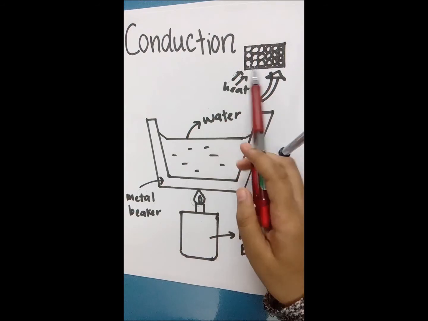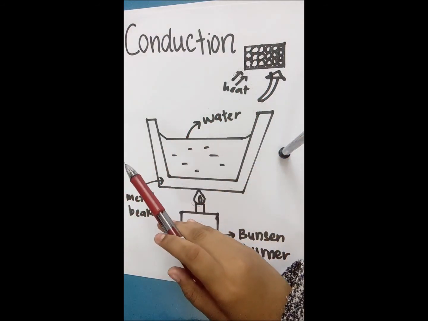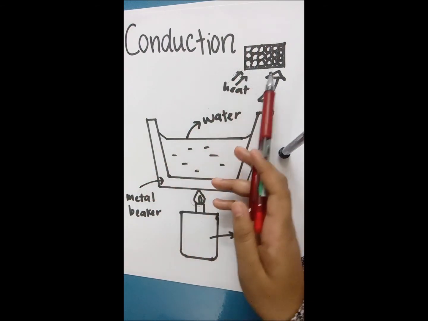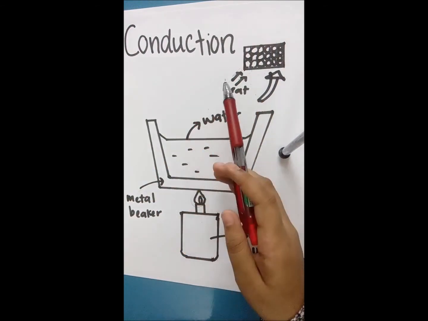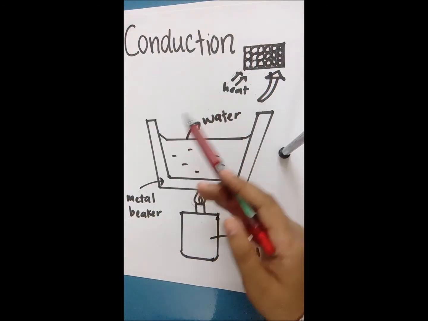As the atoms vibrate, they carry that energy down the material by vibrating and passing it on to nearby atoms, making them vibrate more intensely. So this is how heat is transferred by conduction.